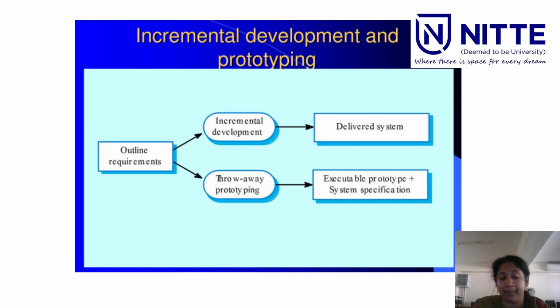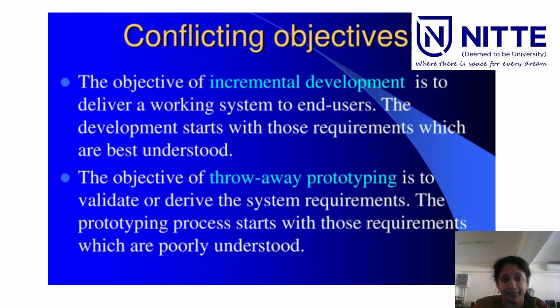So incremental development and prototyping. Outline the requirements, finding out all the requirements; incremental development based on the delivered system; throwaway prototype; executable prototype plus system specification. The objective of incremental development is to deliver a working system to end users. The development starts with those requirements which are best understood. The objective of prototyping is to validate or derive the system requirements. The prototyping process starts with the requirements which are clearly understood.